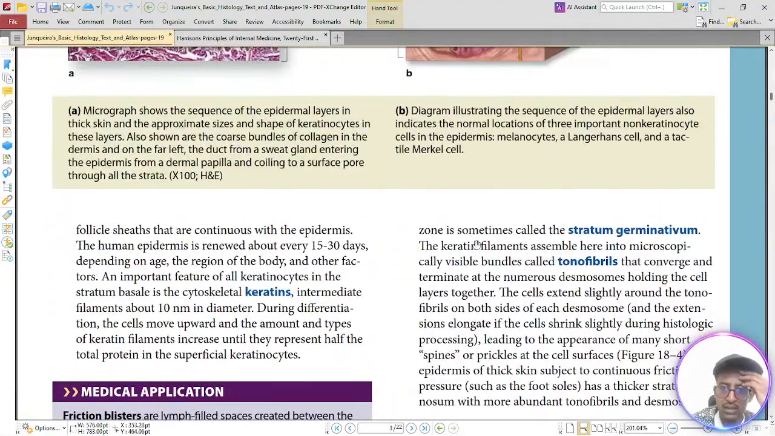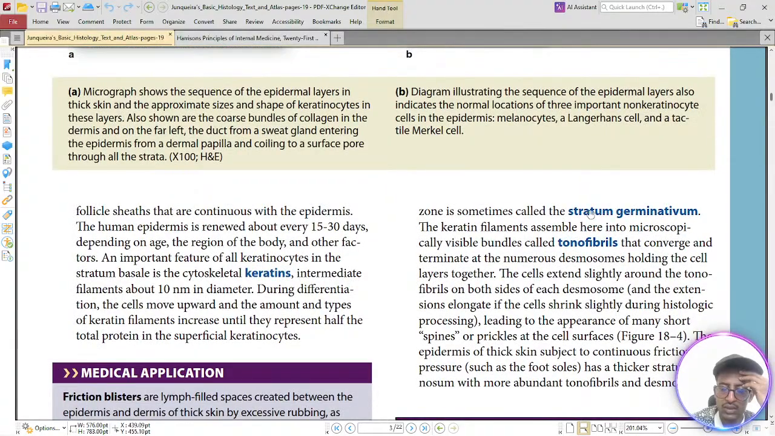This combined zone is sometimes called stratum germinativum.